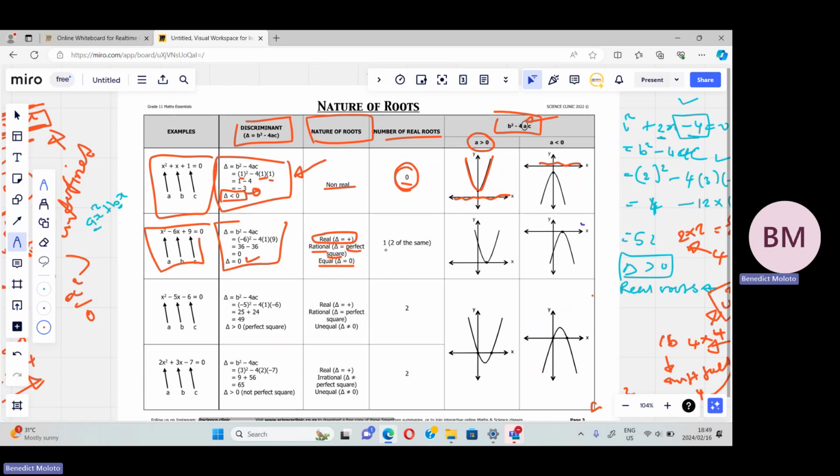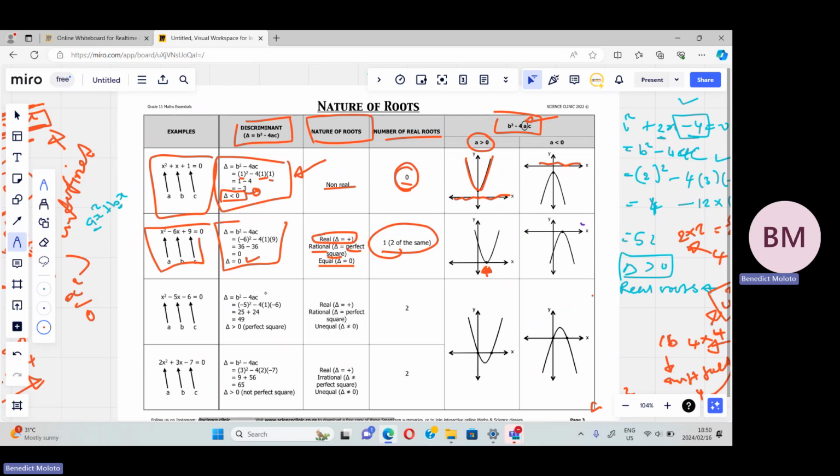Number of real roots, we got 1, because it touches at 1 point. One real root. You see, at that point, it touches at 1 point. When it doesn't touch the x-axis, meaning non-real; when it touches, there is 1 real root. Sometimes they can say determine 1 real root or 2 unequal, if delta is greater than 0, not equal to 0.